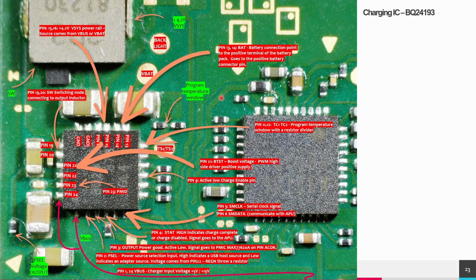Here is the layout of the BQ charging chip on the Nintendo Switch Lite. This is the power delivery controller, and this is the charging IC, the BQ24193. VBus goes into this pin. The switching pins are located here, and the system voltage is present here.